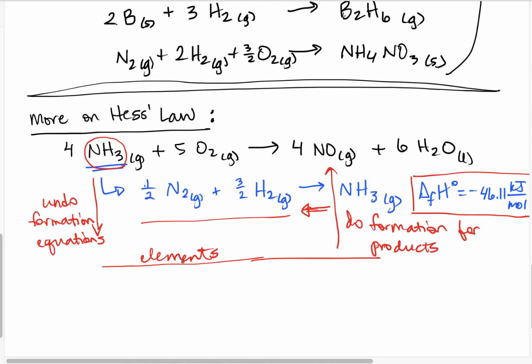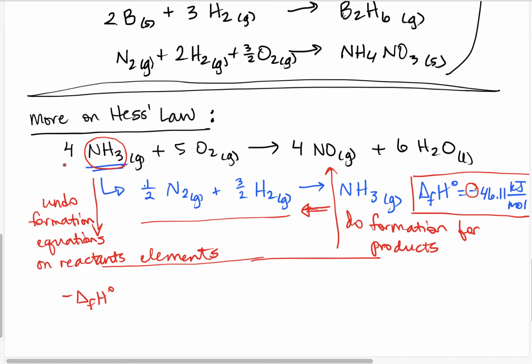Okay, so we can see that if we are undoing these reactions and we undo the formation equations, that means we're going to change the sign on our formation equation. So that means that each time for these reactants, we're just going to swap the sign. So I'm going to write that as minus the formation equation over here.